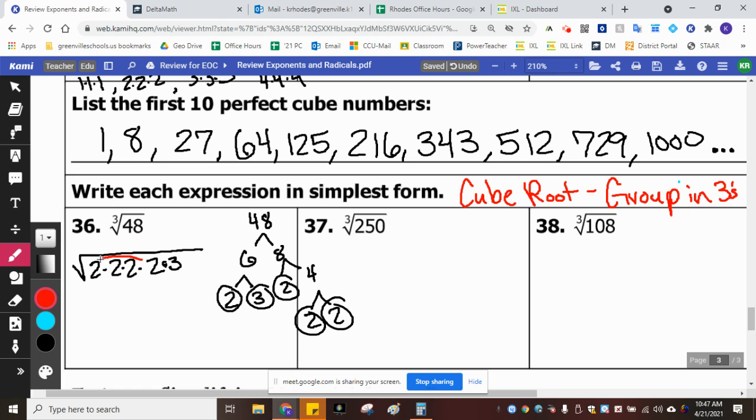So every 3, 1 comes out. Every 3 of the same number. That's what that little index of 3 is saying. So make sure you have that 3 on your answer or it's going to be wrong.